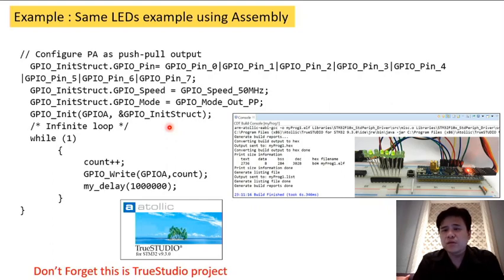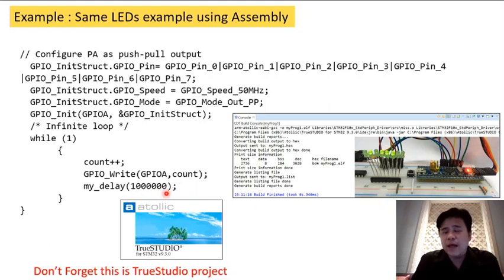Then what else do we have left? We just do a while loop here that is the infinite loop, and we do count plus plus. Okay, we increase the count variable one by one, and we write that count number into GPIOA using this command. We do GPIO write, and we specify GPIOA, then we follow by count. Then GPIOA will change the value according to your variable count. Then we do some delays.